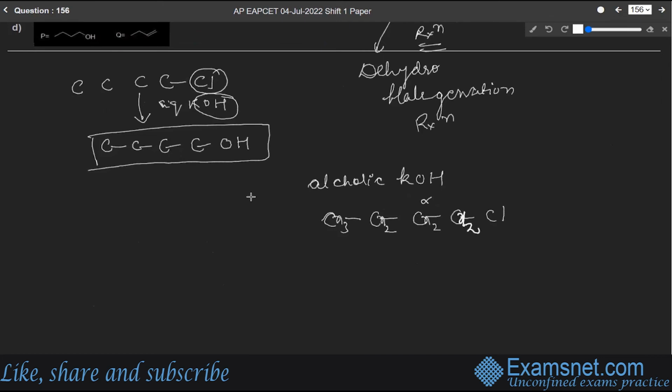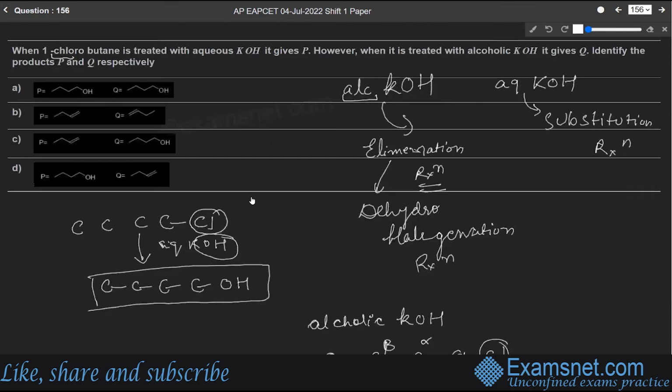So for the alpha-beta elimination, you have to remove hydrogen. The position next to the halogen is the alpha, and I'm assuming the next one is beta. So you have to remove one hydrogen from the beta position and put the double bond. What would come? CH3, CH2, CH double bond CH2. Cl would be removed, so that would come as KCl. That's not important; the byproduct is not important for this particular reaction.